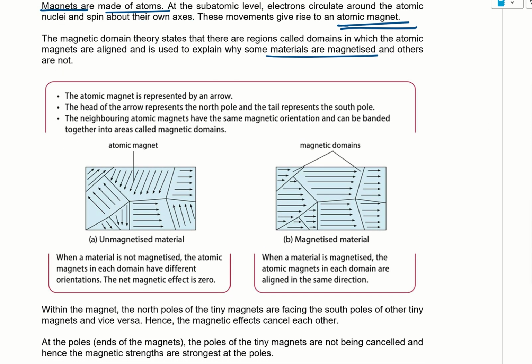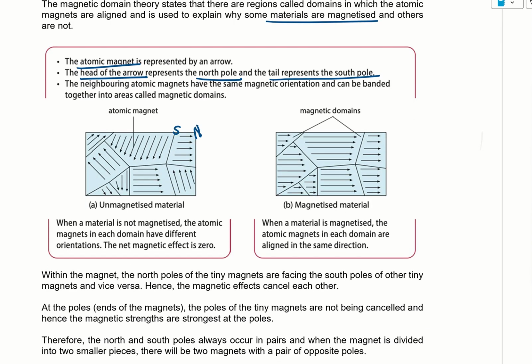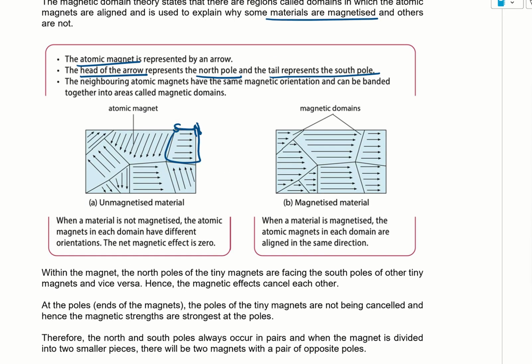Okay, so the atomic magnet is represented by an arrow. The head of the arrow represents the north pole and the tail represents the south. So I can say that for this arrow, the north is at the tip, the south is at the end. Okay, so this is actually a domain, but in the other domain, the north is here, south is here.